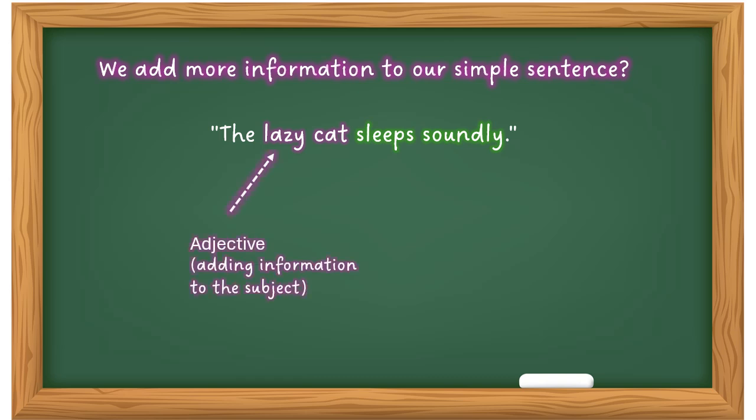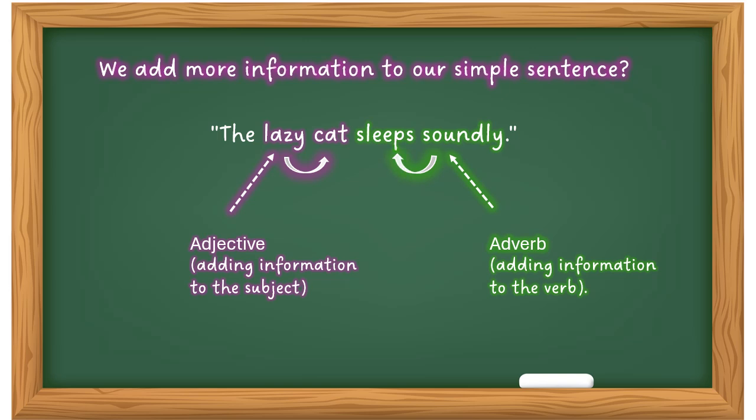You can see there, lazy has been added to enhance the subject. An adjective just adds information to the subject, or adds information to a noun. And the adverb is the word added to the verb to make more sense. You can see there it's telling you that the cat is sleeping soundly. Any information added to the verb is called an adverb. So they both have similar roles.